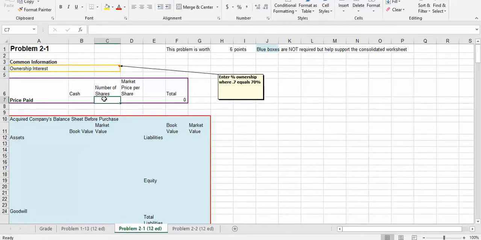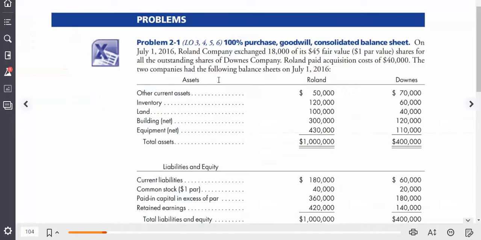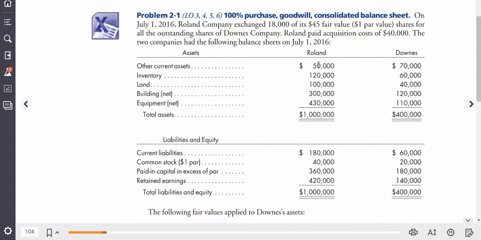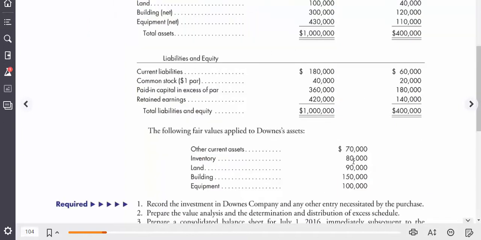Then, how do they buy it? This is important that you look at this. So we bought 100%, and the parent company is issuing shares, and here's the market value and the par value, and then they also paid some acquisition costs. Then they have the balance sheets for both the parent and the sub, and then they have the subsidiary's fair market value.